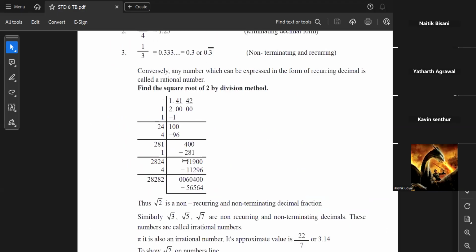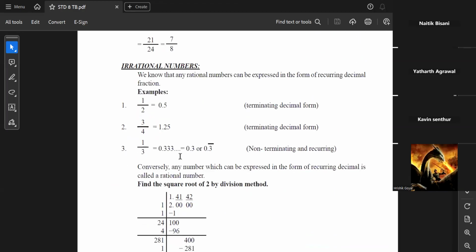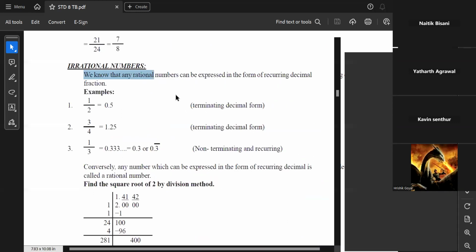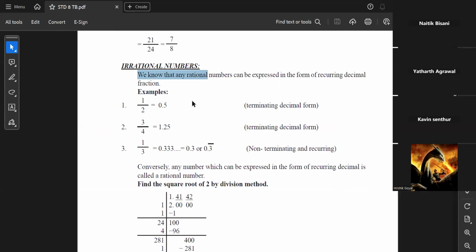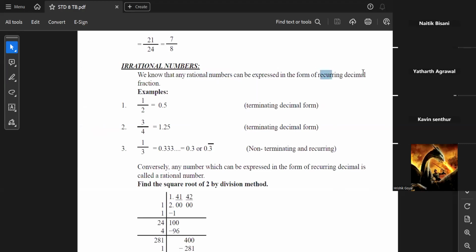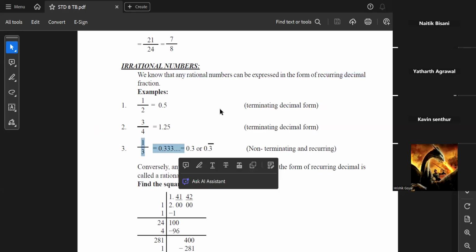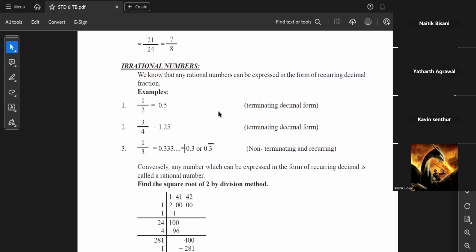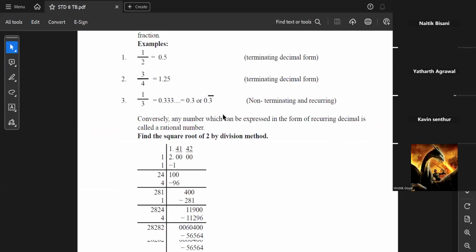Okay, I'll just show you one thing. In the first line itself, I told you, we know that any rational numbers can be expressed in the form of recurring decimal also. Which means a rational number can also be a recurring decimal. Hence, 1 by 3 is 0.33 recurring. But in the irrational, you wrote that irrational numbers are recurring.